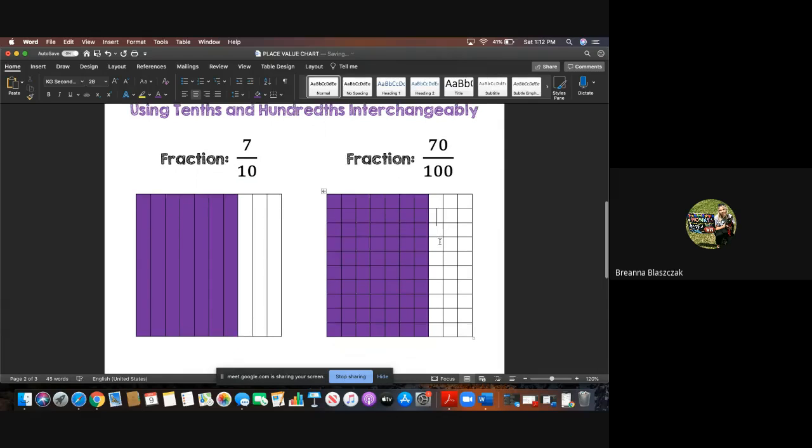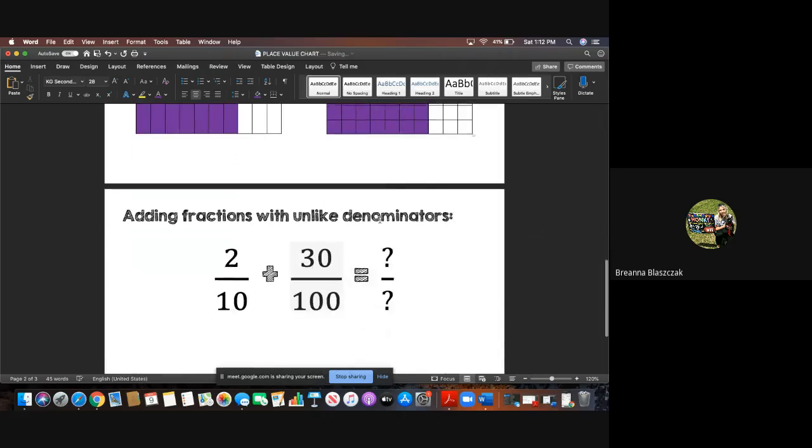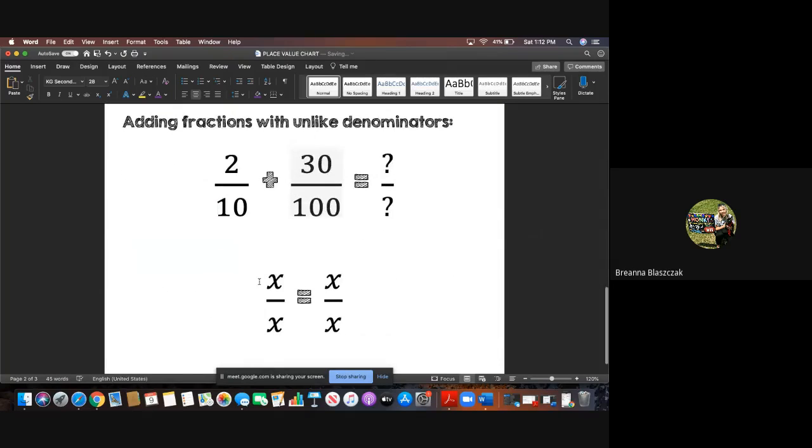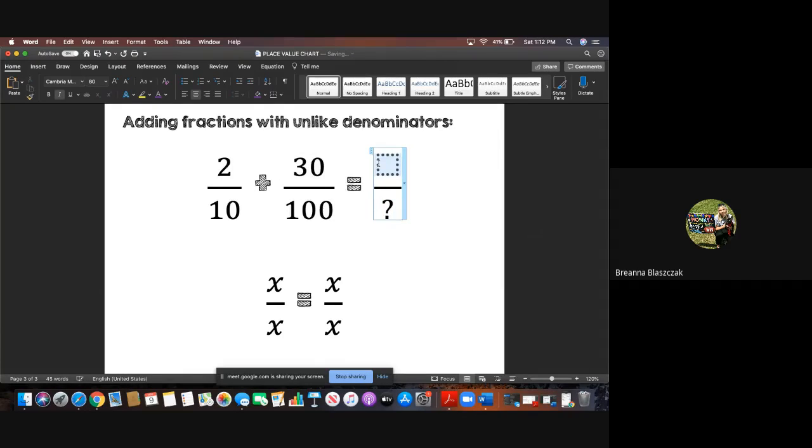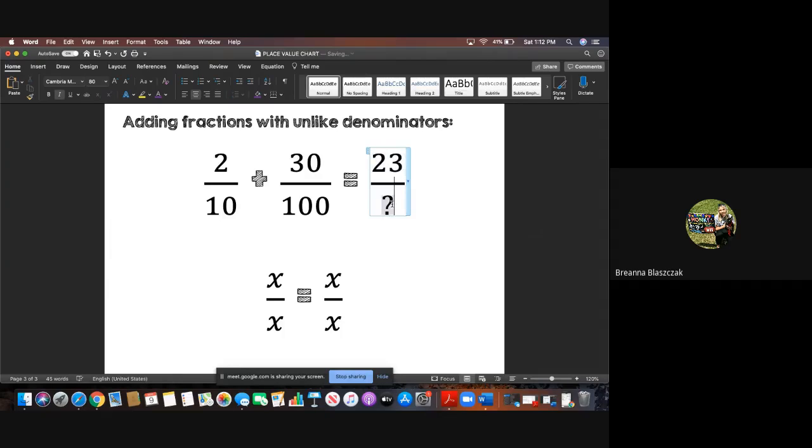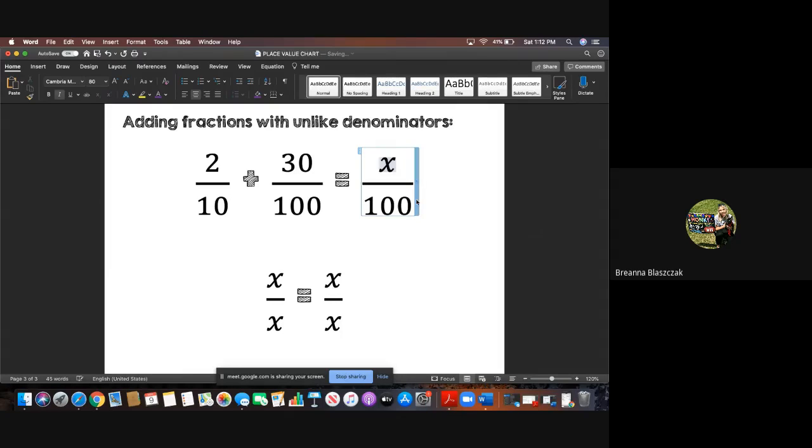So now that we have a pattern of how to use tenths and hundredths interchangeably, we can try to add these two fractions. So 2/10 plus 30/100ths. We can't just add across. I know first instinct, we want to say 23/10 or 23/100ths, but that's not going to be the sum because we can't add across when the denominators are different.